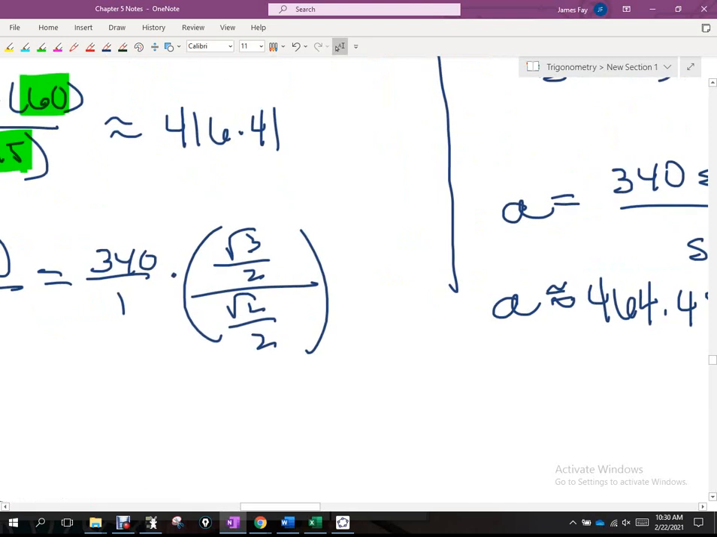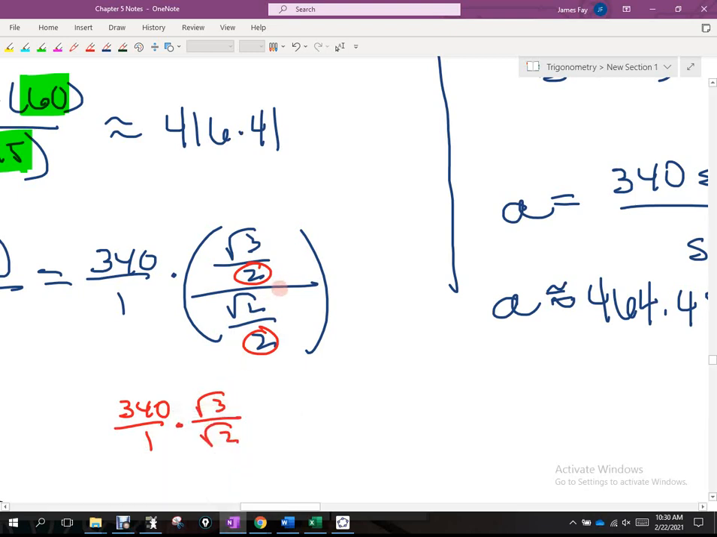What's that telling me about this fraction right here? How can I reduce that then? It's going to be, because the denominators here are both 2, right? So it's going to change to 340 over 1 times radical 3 over radical 2. Does that make sense to everybody?